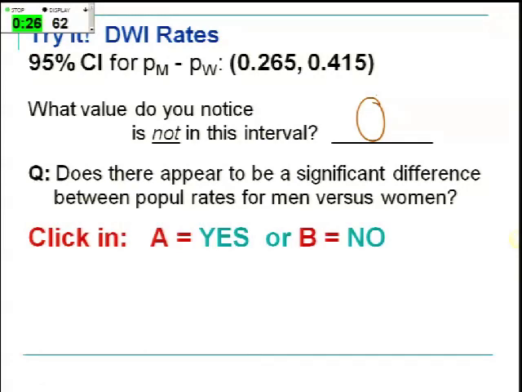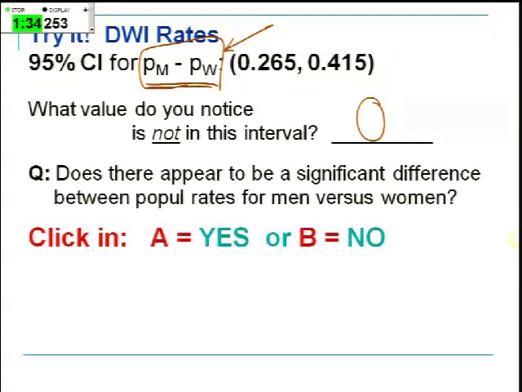That should allow you to say something about this question then. Does there appear to be a significant difference between these population rates? Would you say yes or no? Does there appear to be a significant difference? Yes or no? Zero's not in the interval. Zero does not seem to be reasonable at all for P1 minus P2, P men minus P women. I don't think zero could be that difference. So does there seem to be a significant difference?